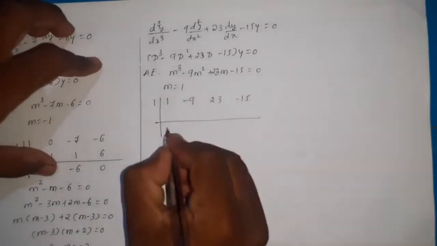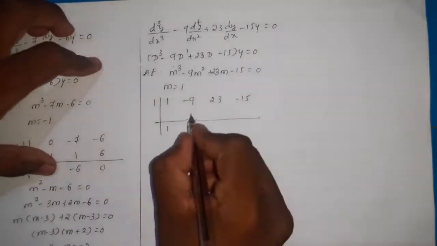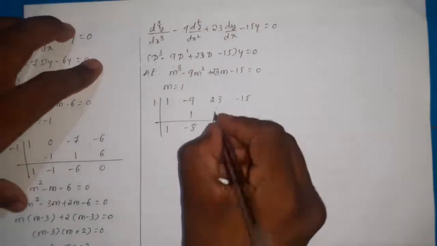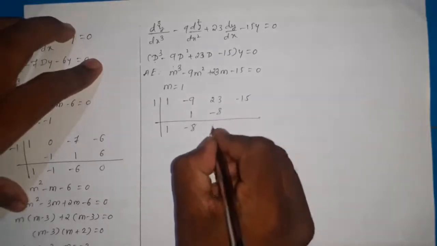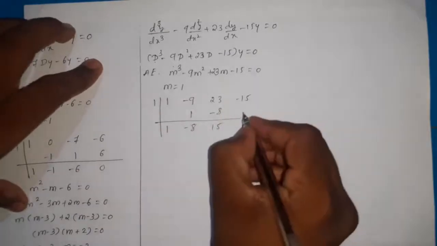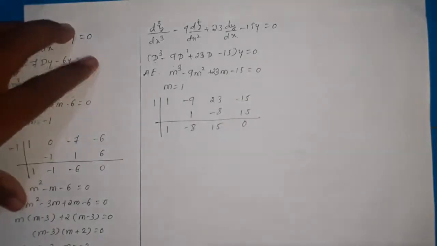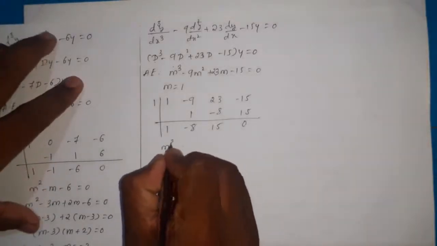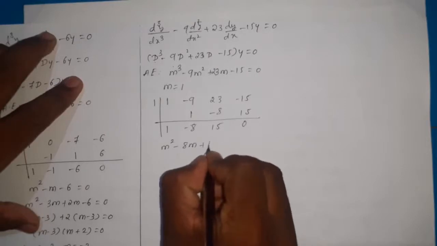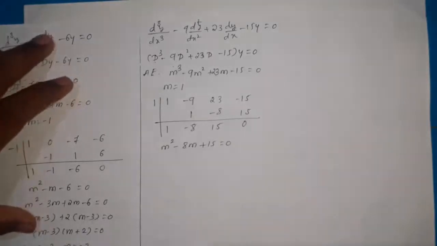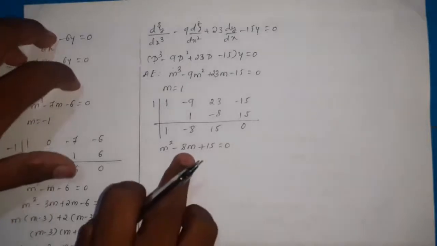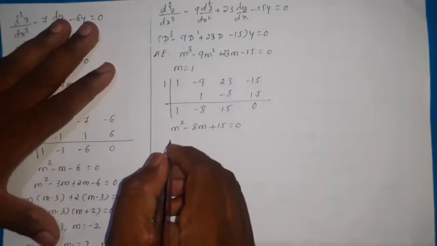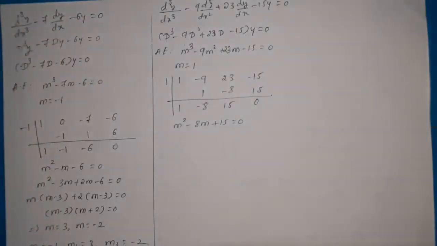Now take this one as it is. Now 1 into 1 is 1, then minus 9 plus 1 is minus 8, minus 8 into 1 is minus 8, 23 minus 8 is 15, then 15 into 1 is 15, and the last term must be equal to 0. So now the lower order equation is m square minus 8m plus 15 is equal to 0. So now it is a quadratic equation. If it is possible to factorize, then factorize, otherwise you can use Sridhar's formula.